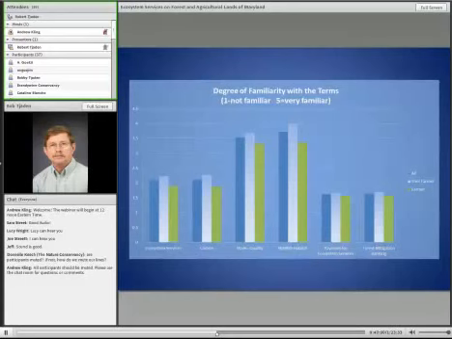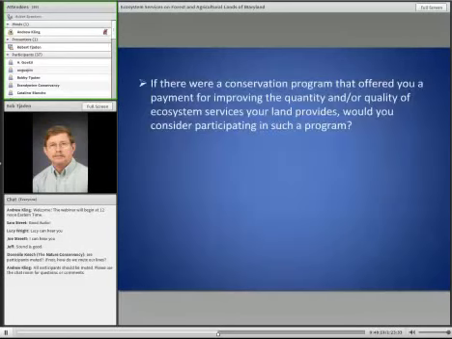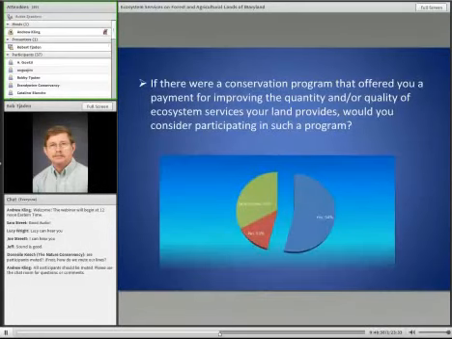Now, what we did in our survey is we started very general, and then we worked our way down to a little bit more down in the weeds to get more specific on questions. If there were a conservation program that offered you a payment for improving the quantity and/or quality of ecosystem services on your land, would you participate in such a service? Yes: 54%, so a good over half said they would, but there was still a good portion, about 33%, that were kind of on the fence and said we're not quite sure. And then a small 13% said absolutely not.